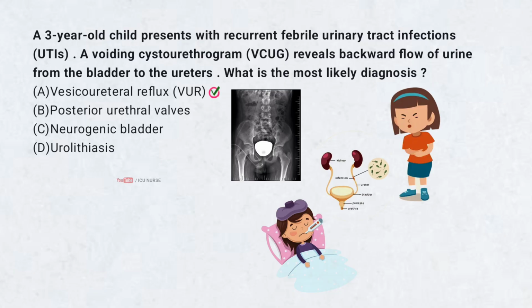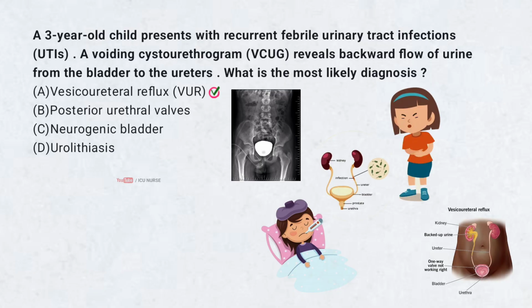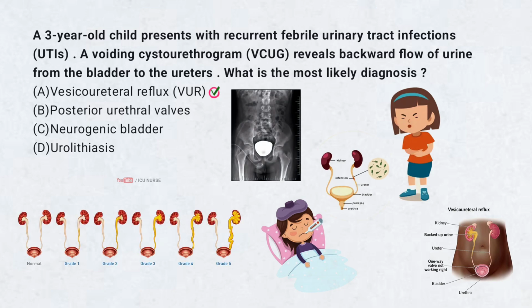Vesicoureteral reflux, VUR. VUR occurs when urine flows backward from the bladder to the ureters and kidneys, often due to a defective valve mechanism. It primarily affects young children and can lead to recurrent urinary tract infections and kidney damage if untreated. Diagnosis is made via a voiding cystourethrogram, which grades severity from 1 to 5, that is mild to severe. Early intervention is key to preserving kidney function.